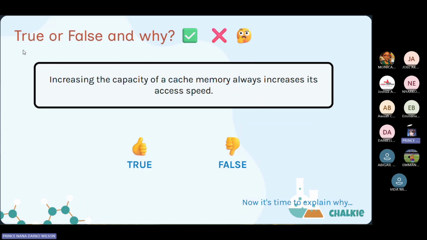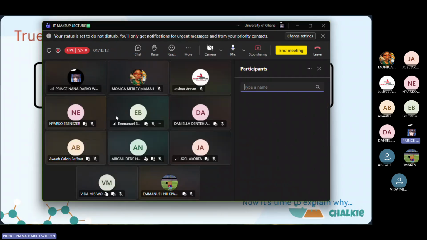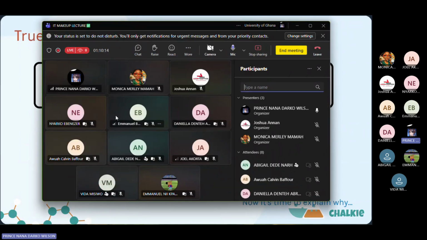So the question is: increasing the capacity of a cache memory, increasing how much it can hold, will it always increase its access speed? Is this true or false? Let's start with the true or false parts. How many of you believe it's true? Let's vote now. If you believe it's true, raise your hand. Let's see who is right and who is wrong. You cannot be in between. You are either for the true side or for the false side. I'll mention names and then you raise your hand.